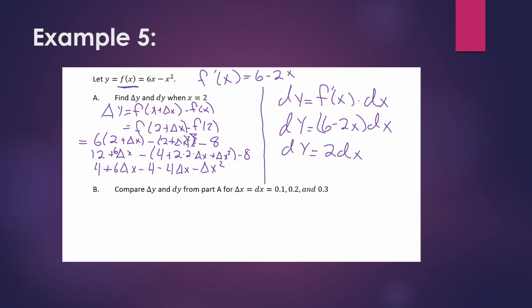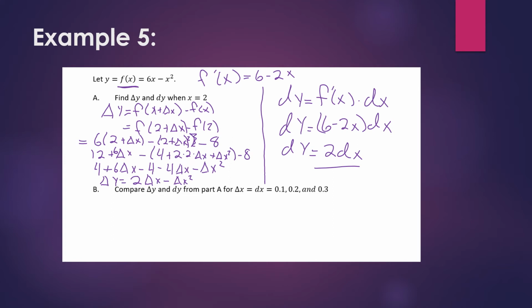And I can, again, combine some like terms. The 4 and the negative 4 cancel out. 6 delta x minus 4 delta x is going to be 2 delta x. And then I have a minus delta x squared. So this is our delta y. And if you take a look, we get 2 delta x minus delta x squared versus 2 dx.